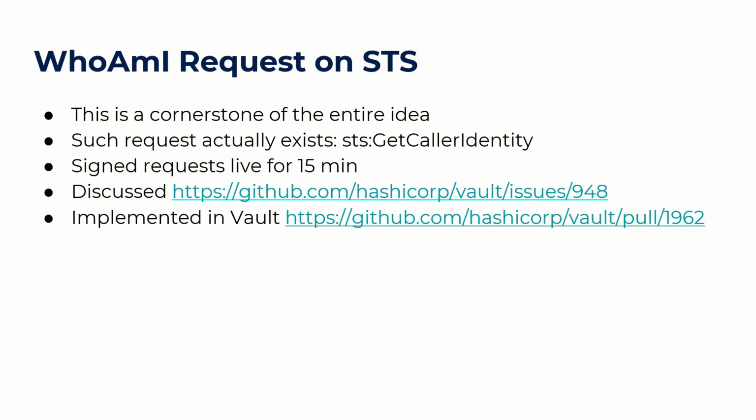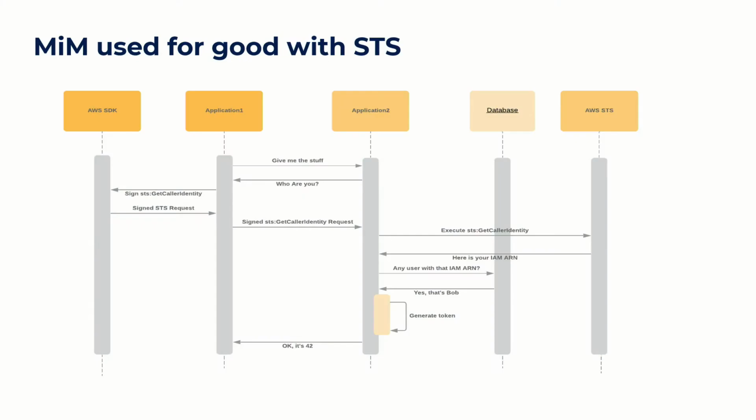The entire way was discovered by the HashiCorp Vault community, and then they implemented it in this pull request. So knowing that we have this "who am I" request, what are we going to do? We're going to do a man-in-the-middle attack against the STS, but with good intentions. It always starts from good intentions, though. So let's see what we have here.